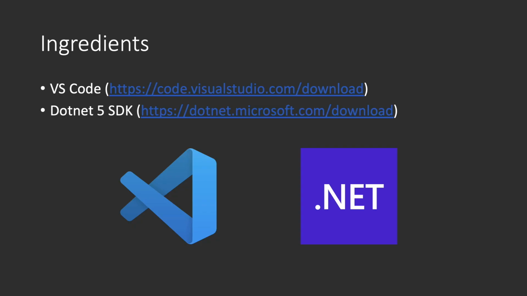So, what are the ingredients that we're going to be needing? We're going to need Visual Studio Code, which is going to be our code editor, and we're going to be utilizing .NET 5 SDK in order for us to build our sample code. You can find the links on the screen or in the description down below. The installation is pretty straightforward.